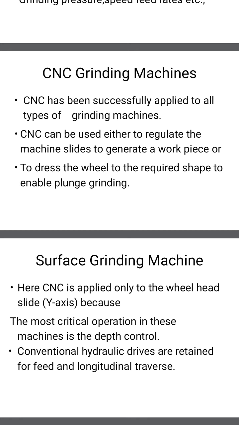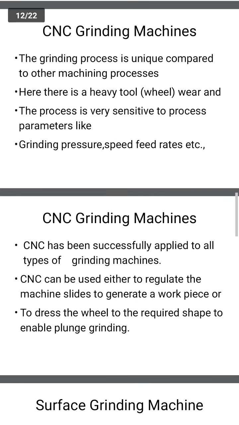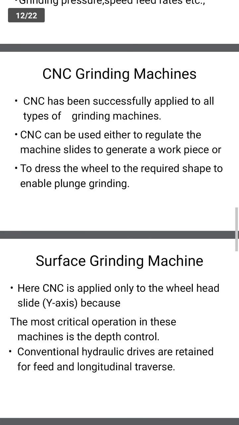The dress, to dress the wheel to the required shape, enables plunge grinding. To get the required shape, we should plunge the grinding, and pressure, speed, and feed rate should all be given properly. The process is very sensitive to the grinding wheel.